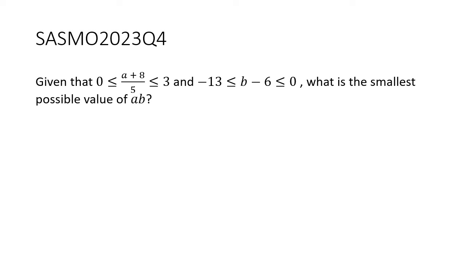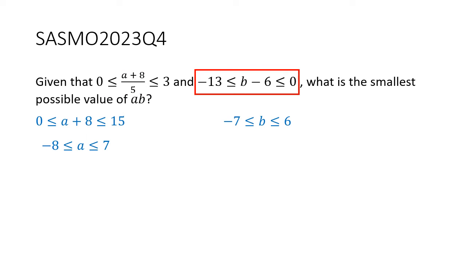So first we can start by simplifying both inequalities. The first inequality we can multiply by 5 throughout. That will give us a plus 8 is between 0 and 15 inclusive. Then we will subtract 8 throughout, and that will give us a is between negative 8 and 7 inclusive. For the second inequality, we'll just add 6 throughout, and b will be between negative 7 and 6.